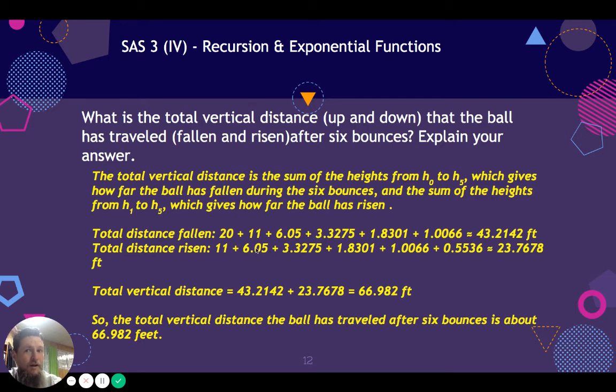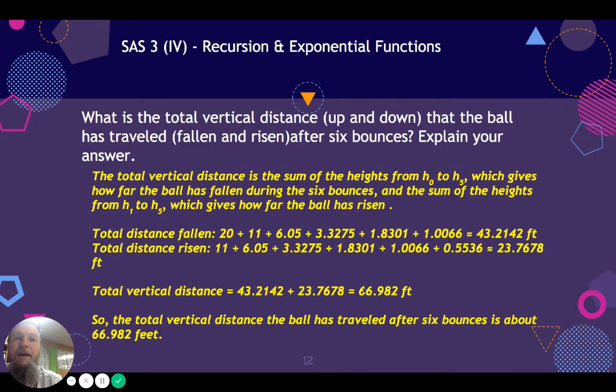We add all the numbers except 20 because it fell 20 feet, then it fell 11 feet, then it fell 6.05. And if you want to do it in order, it fell 20 feet. Then it rose 11 feet, then dropped 11 feet. Rose 6.05 feet and dropped 6.05 feet.